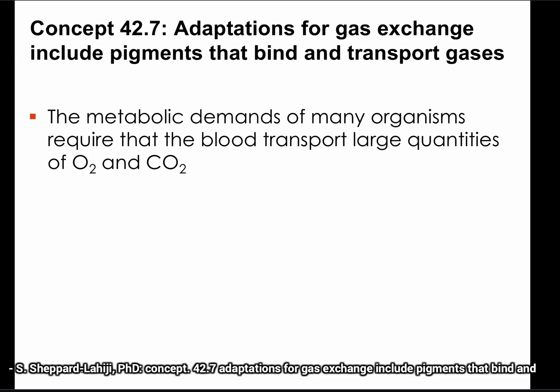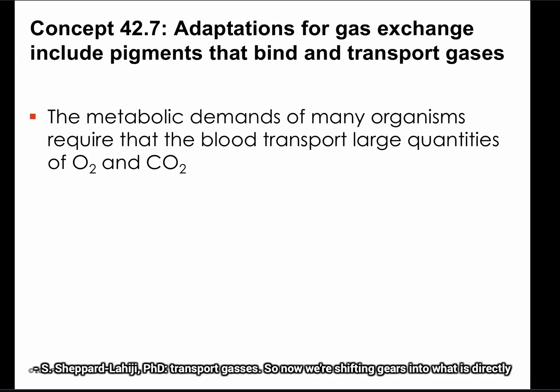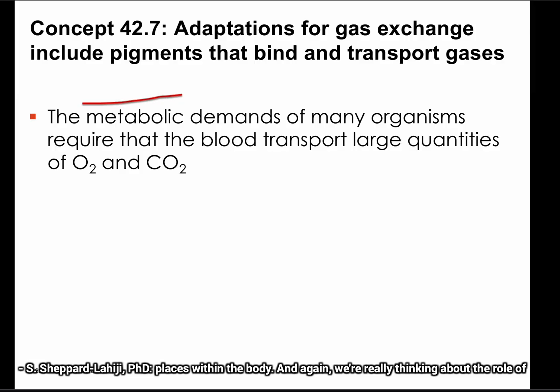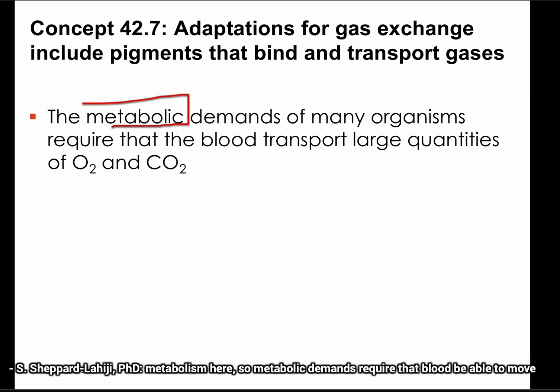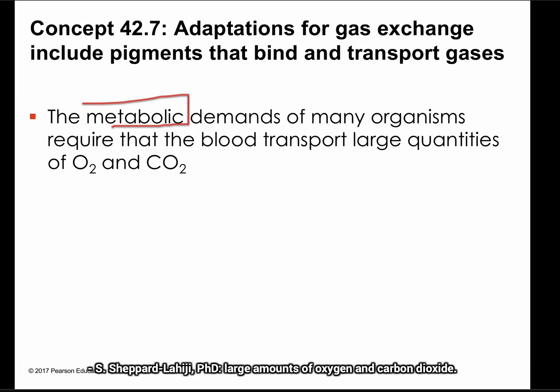At 42.7, adaptations for gas exchange include pigments that bind and transport gases. So now we're shifting gears into what is directly responsible for transporting the oxygen and carbon dioxide to the various places within the body. And again, we're really thinking about the role of metabolism here. So metabolic demands require that blood be able to move large amounts of oxygen and carbon dioxide.